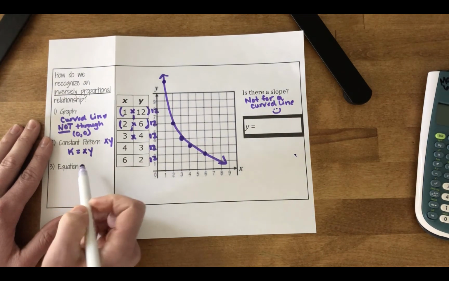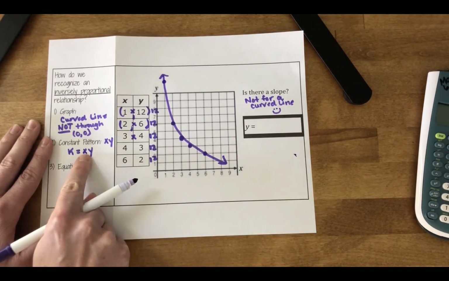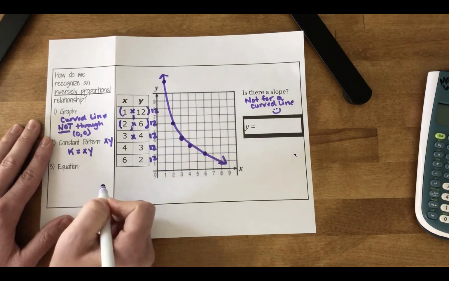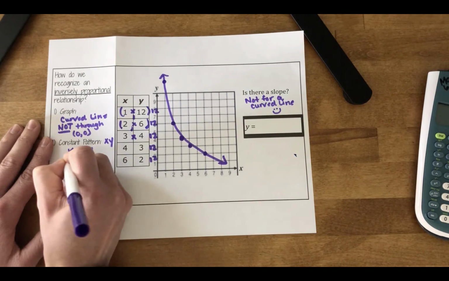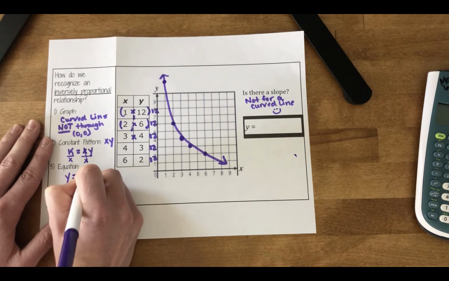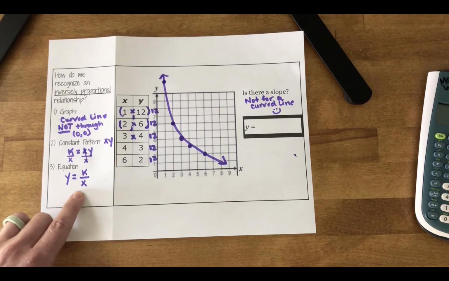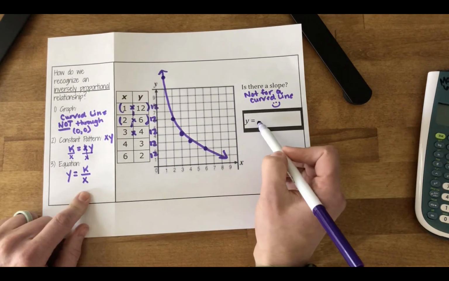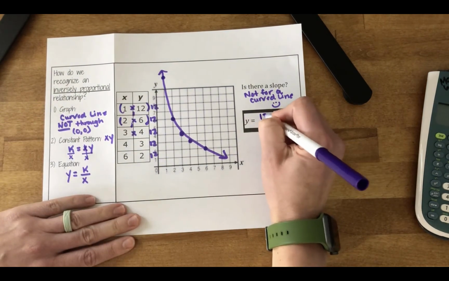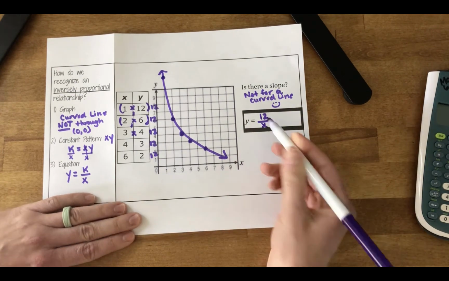But we want to write our equation in terms of what? Y. Y equals. Well, how could I get x out of here and get y by itself? I could divide both sides by x. I'm going to divide by x, divide by x. That's going to give me y. So I can see my equation is y equals my constant divided by x. That is what we're going to use over here. Y equals, what was our constant? What was the constant value we were getting? 12 divided by x.